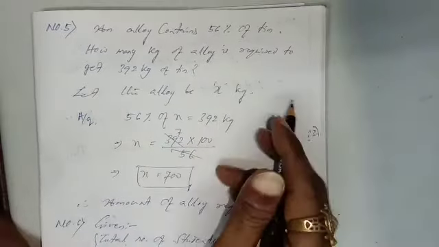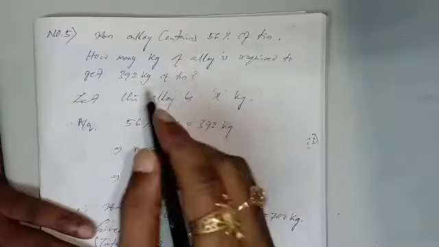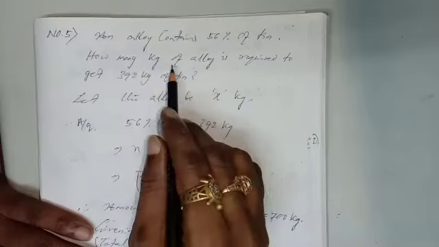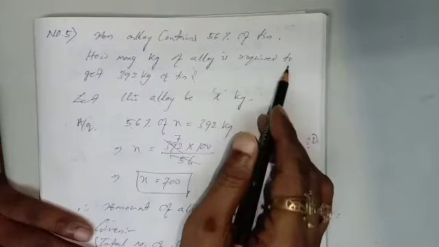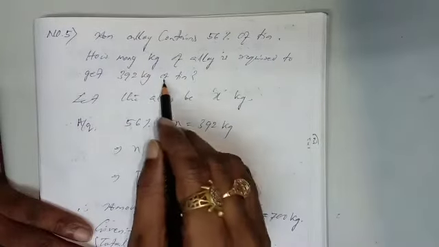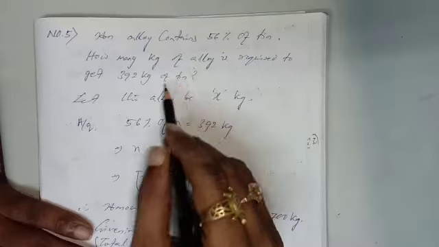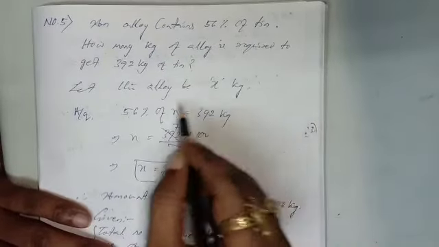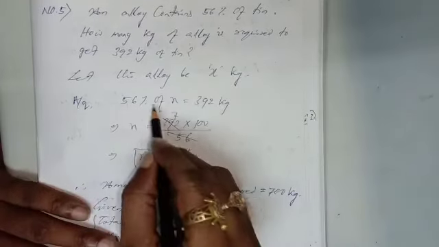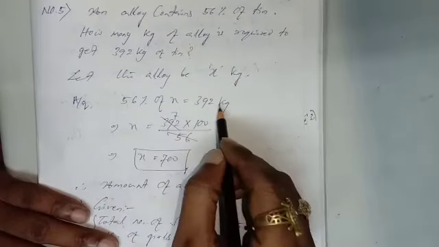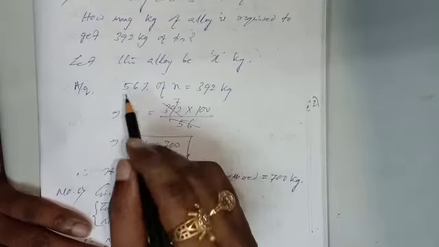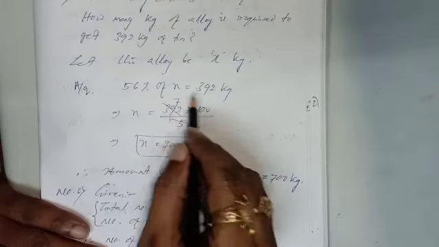First of all you have to understand what is given in the question. An alloy contains 56% of tin. How many kg of alloy is required to get 392 kg of tin? Let the alloy be x kg, the total amount. So according to the question, 56% of x is equal to 392. 56% means 56 by 100 of x is equal to 392.